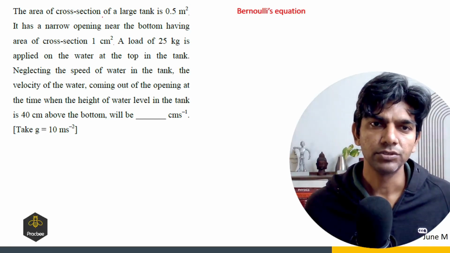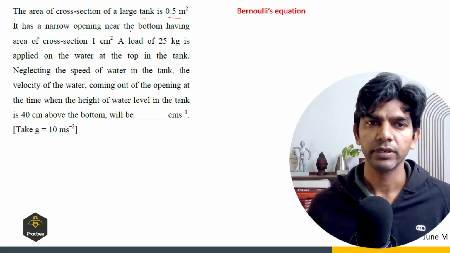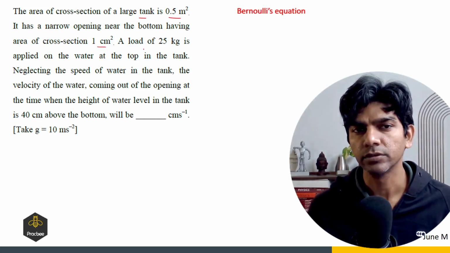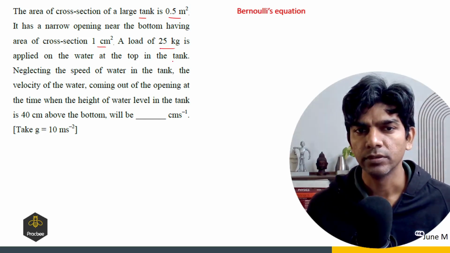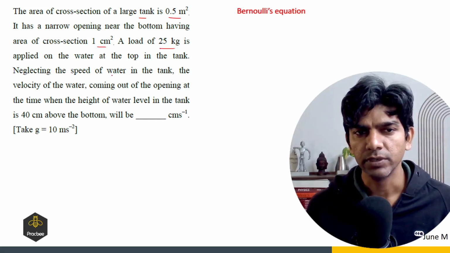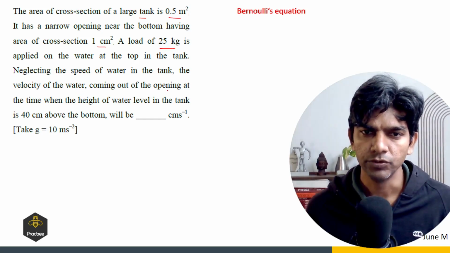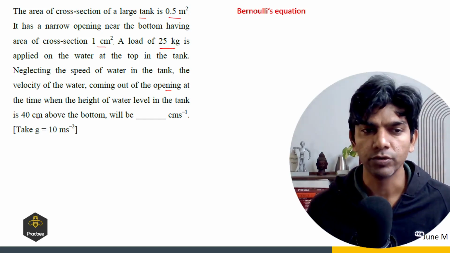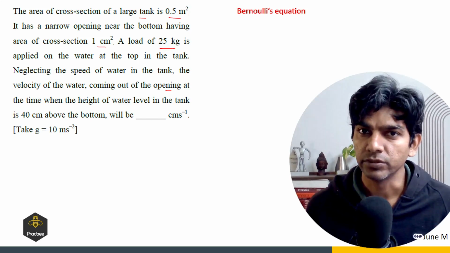The area of cross section of a large tank is 0.5 square meter. It has a narrow opening near the bottom, having an area of cross section of 1 square centimeter. A load of 25 kilograms is applied on the water at the top in the tank. Neglecting the speed of water in the tank, the velocity of the water coming out of the opening, at the time when the height of the water level in the tank is 40 centimeter above the bottom, will be? We have to find the velocity of efflux in centimeters per second.